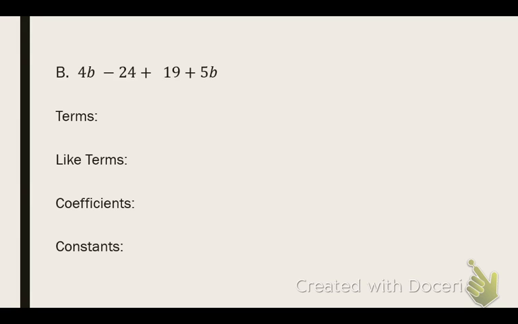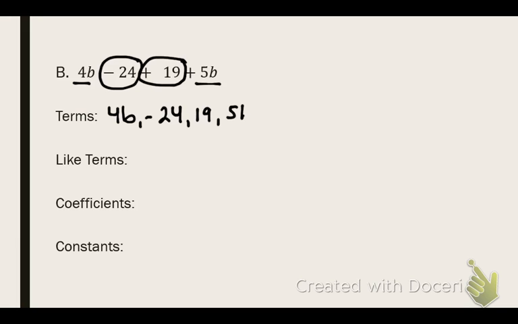We've got to underline and circle. Cameron, what should I underline and circle in my original problem? 4b and positive 5b. Good job. And what should I circle? Very good. Those are my constants, so we're going to go ahead and circle those too. Madison, what are my terms? 4b, negative 19, and 5b. Very good.